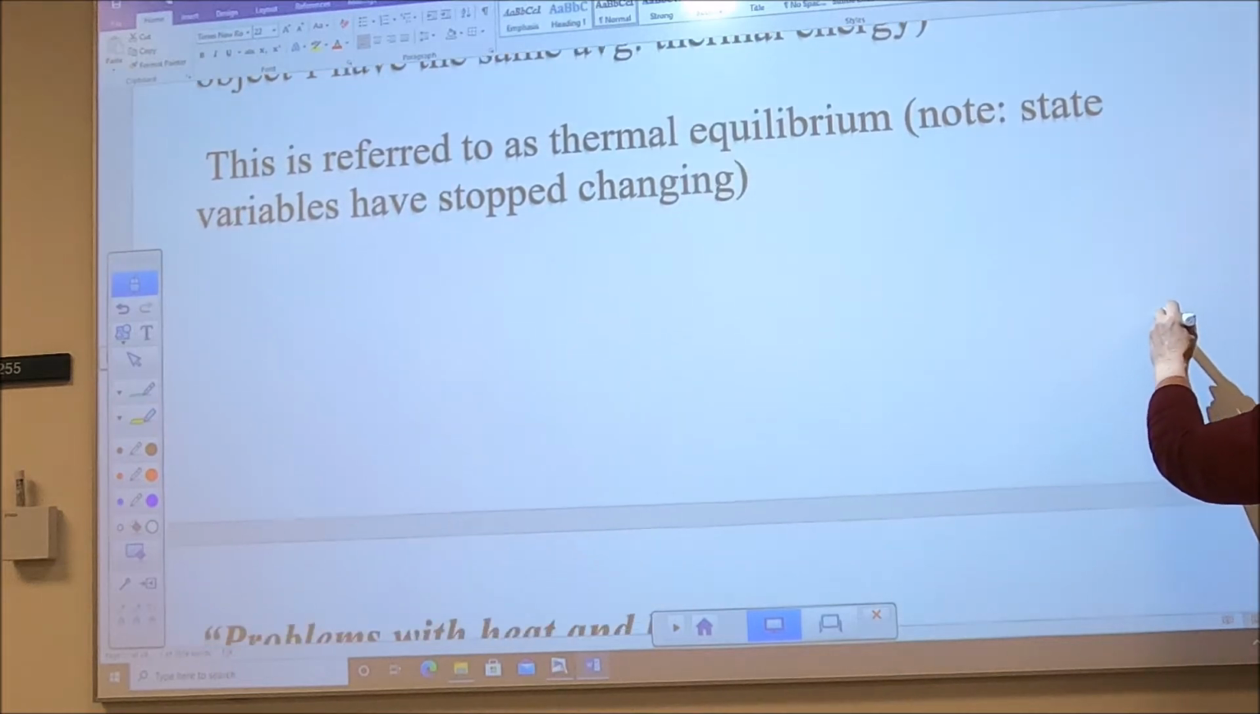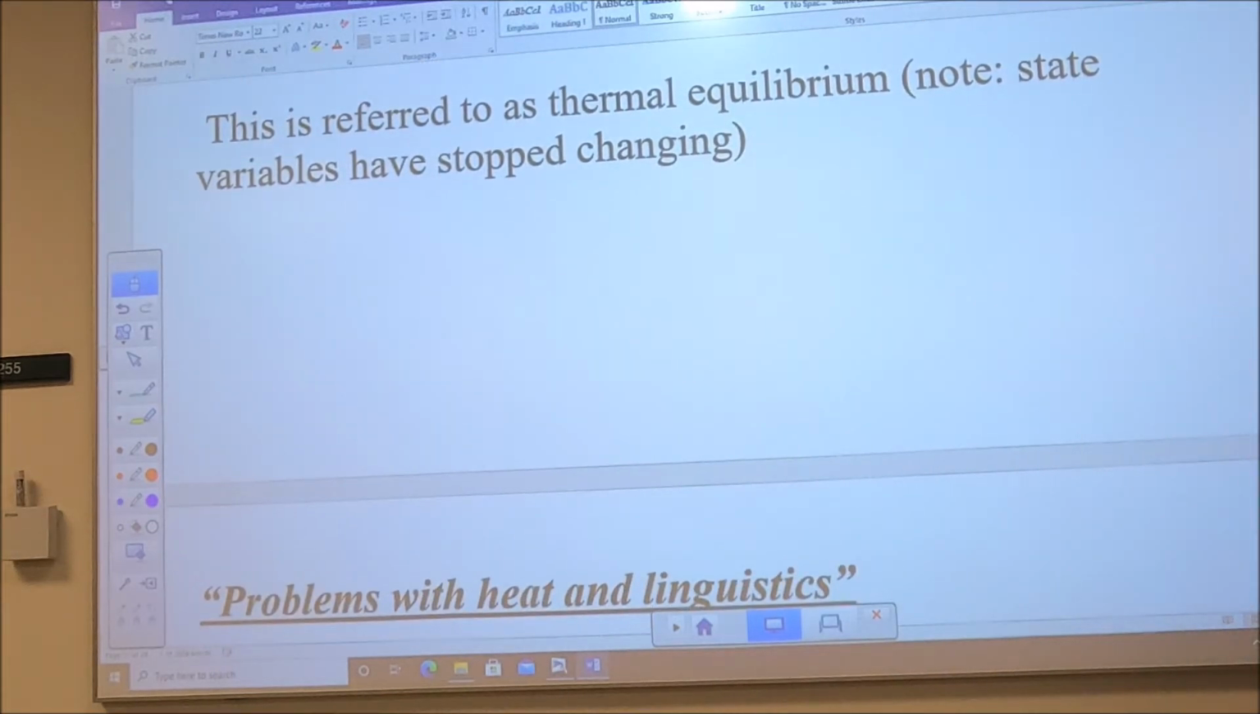When they reach the same temperature, we call it thermal equilibrium. Now remember, thermal equilibrium means that the state variables have stopped changing, that everything has the same average kinetic energy.